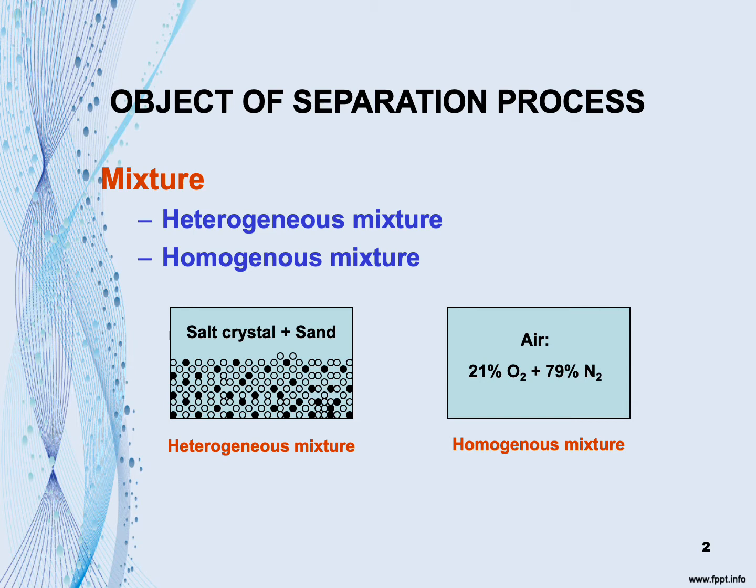On the other hand, a homogeneous mixture is, for example, air. Air is basically comprised of 21% oxygen and 79% nitrogen. You can't see it and you can't separate it straightforwardly. So 21% oxygen and 79% nitrogen is called a homogeneous mixture.